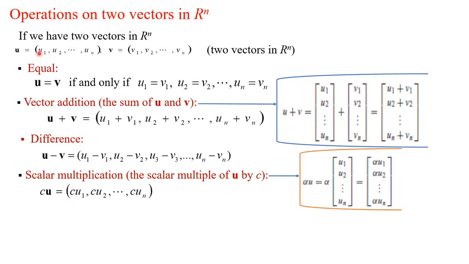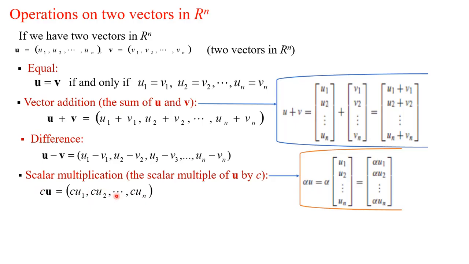Like this, the u vector has these components. These are the components of the u vector. So if you want to find cu, you have to multiply c with every component. So c is multiplied with the first component, c is multiplied with the second component, until the same c is multiplied with the nth component.